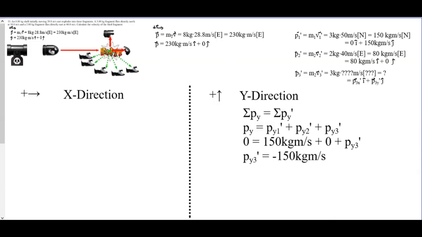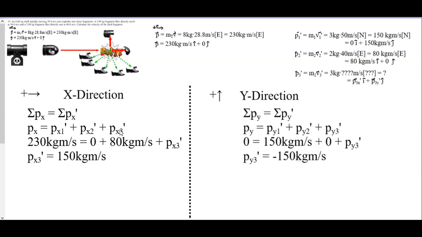So you set it up pretty much the same way. I'm going to define right as positive because it was going east initially. The total momentum beforehand must be equal to the total momentum afterwards. So I only have one momentum beforehand. It's 230 kilogram meters per second acting towards the east. You have three fragments, X1, X2, X3. We've already solved those, so that will make this a little bit easier. You can do this all simultaneously. It's just a bit messier.